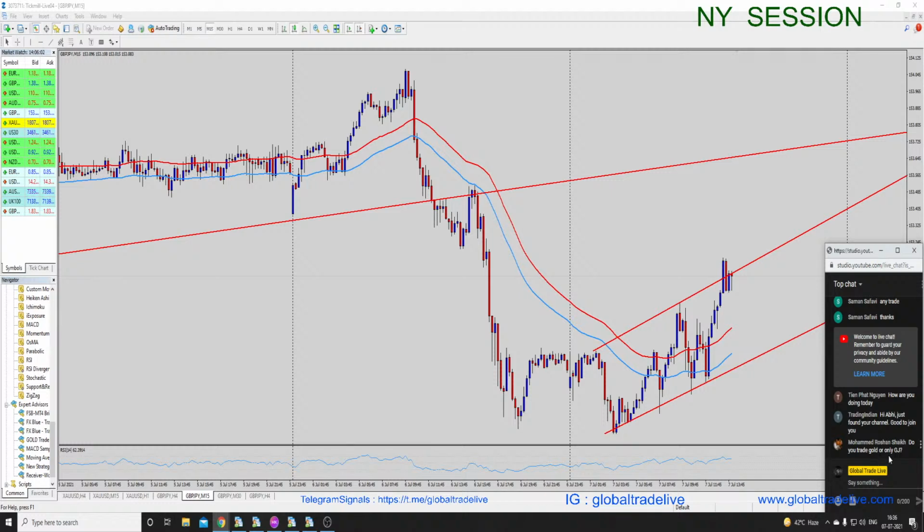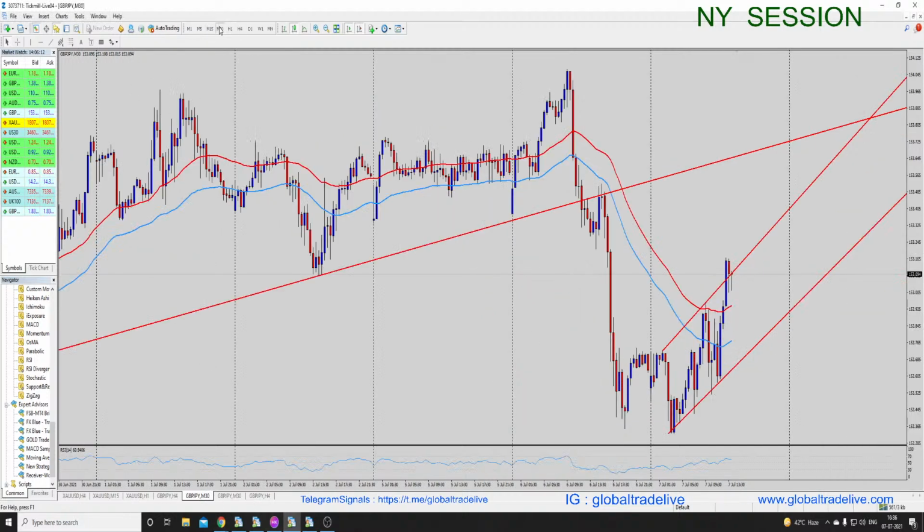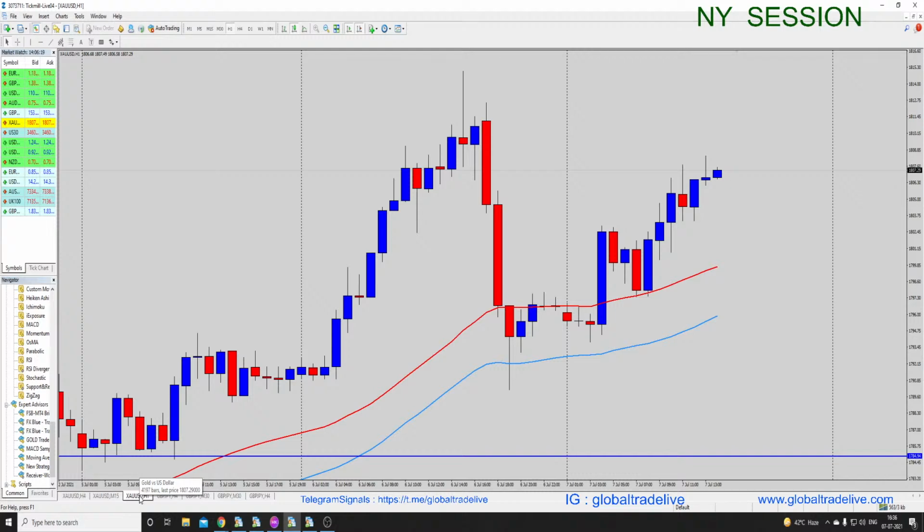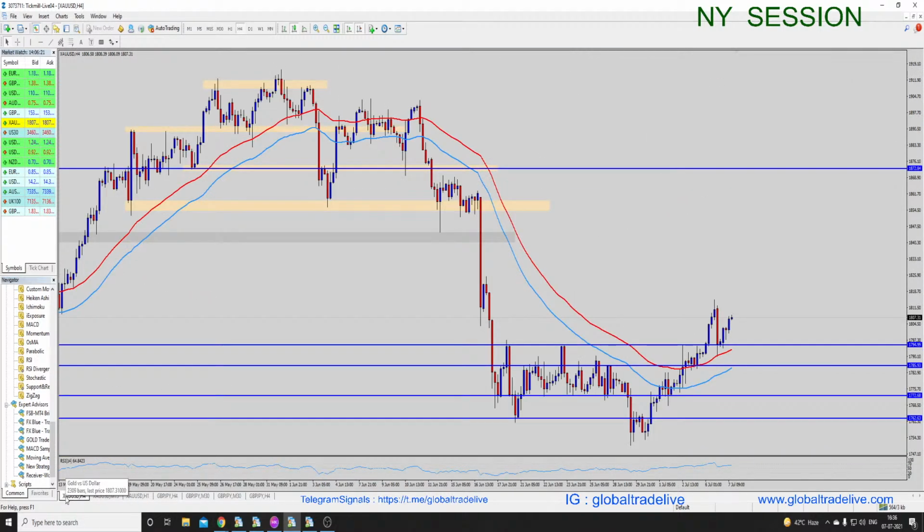Do you trade gold or only GJ? I used to trade gold earlier, but I do not trade gold anymore, and I only trade GJ now. I was looking at the gold since it was here. So it came down, created a low, went really up.